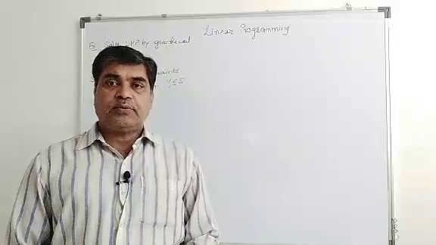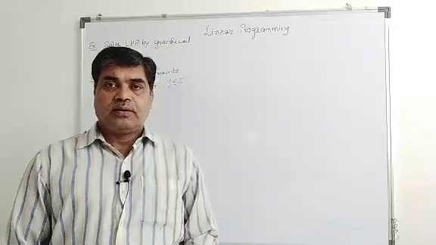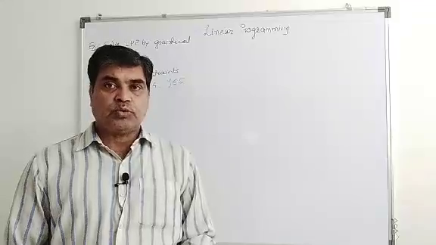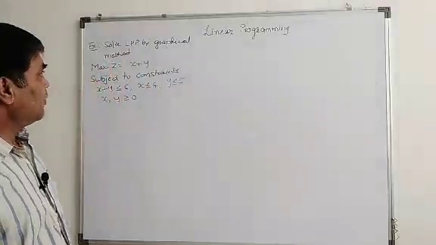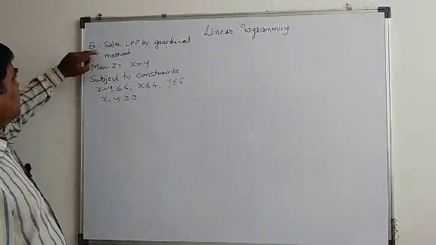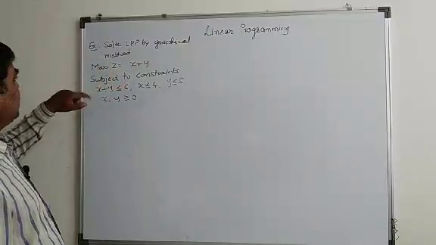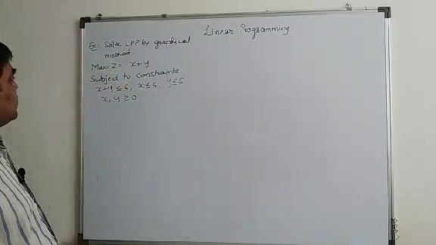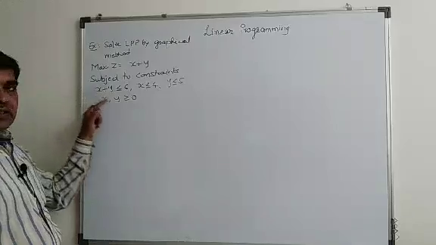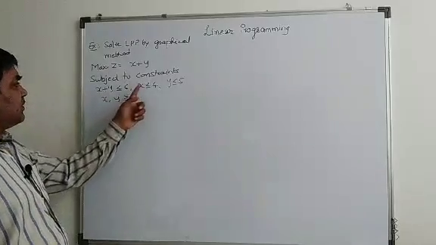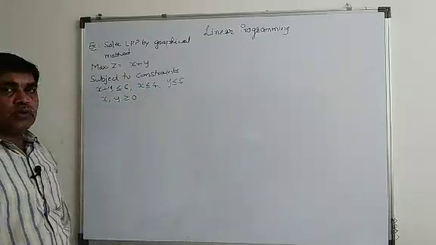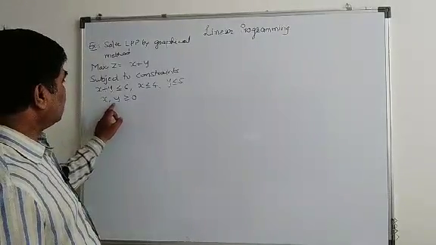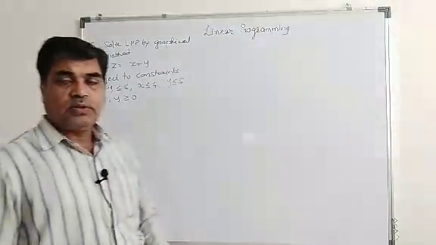Today, we'll take one more example in which the given problem has infinitely many solutions. So, what is our example? Solve the following LPP by graphical method. I have taken the objective function maximize z equal to x plus y subject to the constraints x plus y less than or equal to 6, x less than or equal to 4, y less than or equal to 5, and variables x, y greater than or equal to 0.